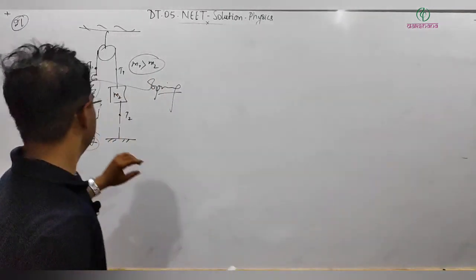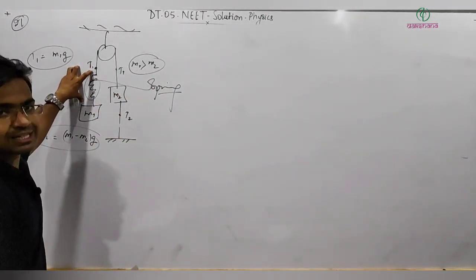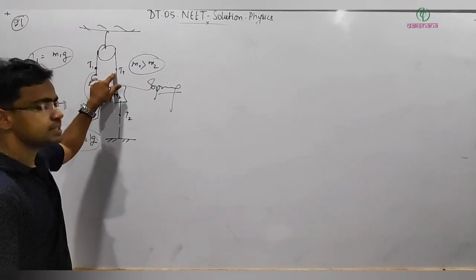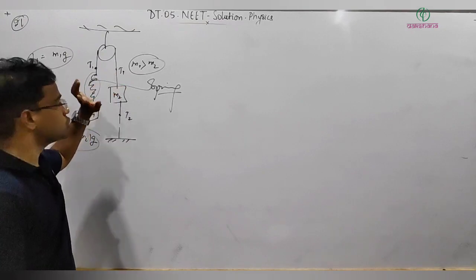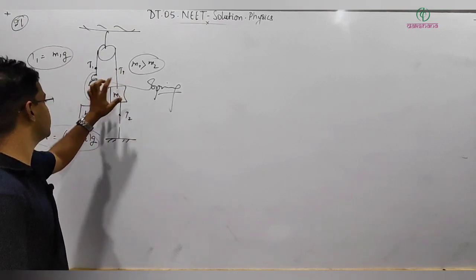So that means even if I am cutting this, at this point tension T1 will remain same. Understanding? This implies this T1 will also remain same. So what will happen here? It becomes 0. So tension here will become how much?